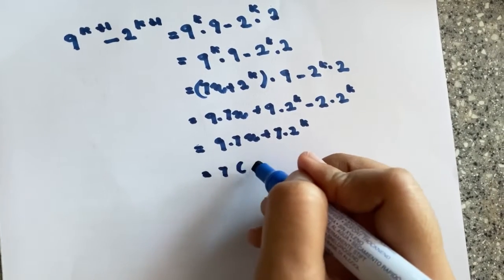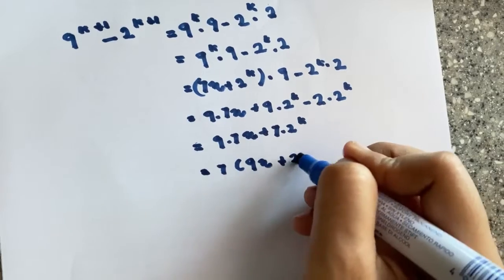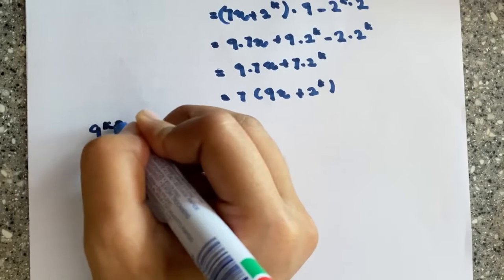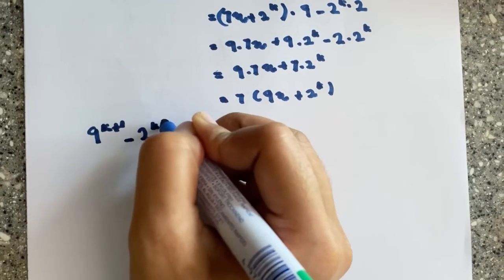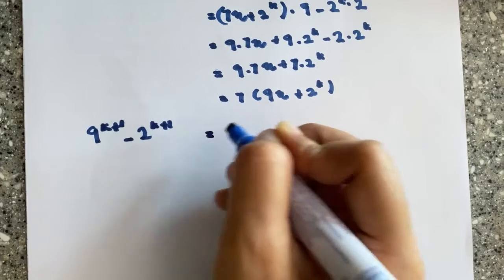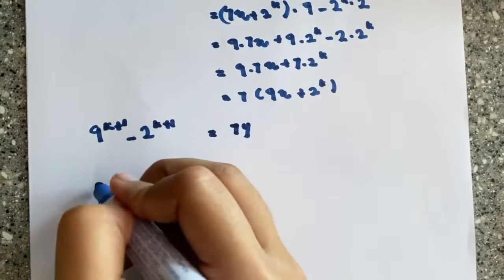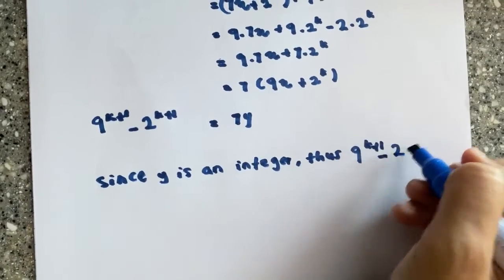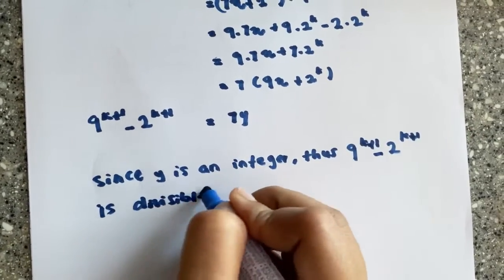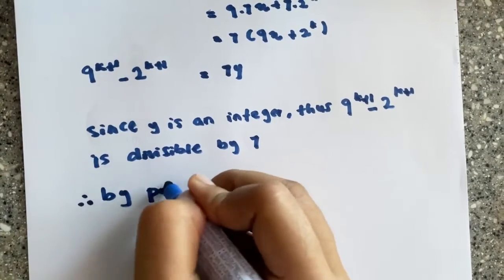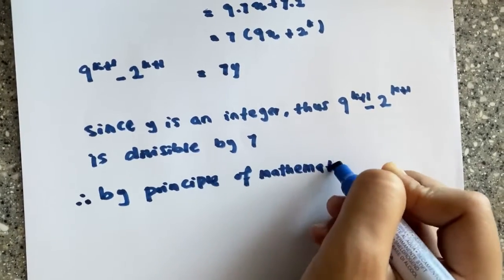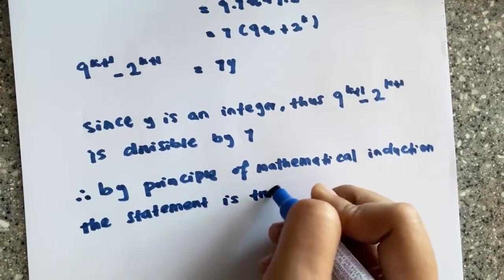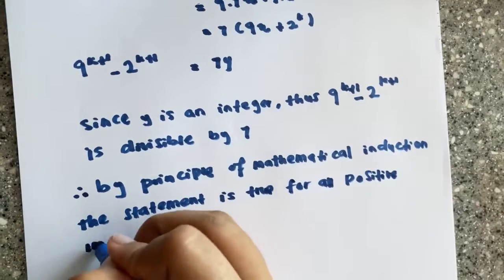We get 7 times 9x plus 2 to the power of k. So the answer for 9 to the power of k plus 1 minus 2 to the power of k plus 1 equals 7y. Since y is an integer, thus 9 to the power of k plus 1 minus 2 to the power of k plus 1 is divisible by 7. So, by the principle of mathematical induction, the statement is true for all positive integers.